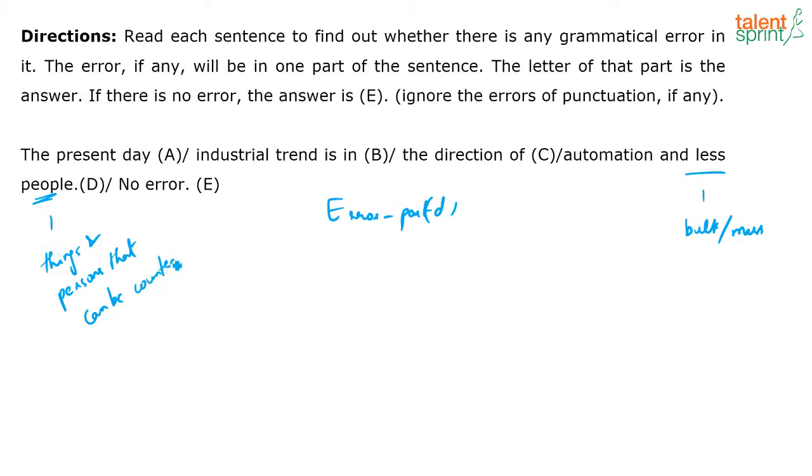I will use fewer, not less. Okay, so the error is in part D. We need to replace less with fewer. What errors are these? These are errors pertaining to quantifiers, right? Something that quantifies, like a number. And in this context, we're talking about people here. So the present day industrial trend is in the direction of automation and fewer people, not less people.